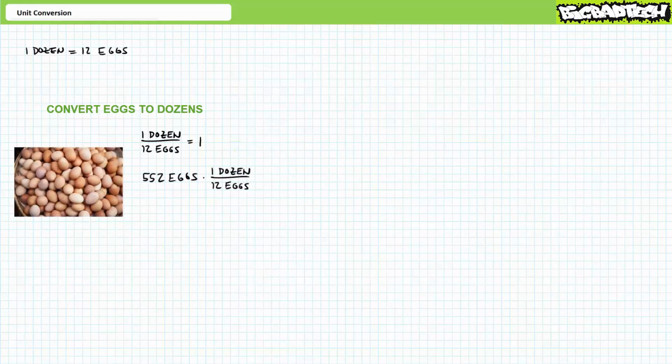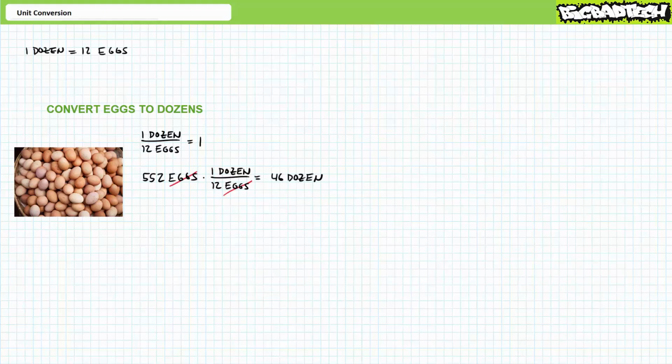Consider a giant pile of 552 eggs. Let's say we want to know how many dozen egg cartons we need to pack this pile of eggs into for shipment to the store. Multiply by 1. 552 eggs times 1 dozen over 12 eggs. Units of eggs cancel out, and we're left with 46 dozen.